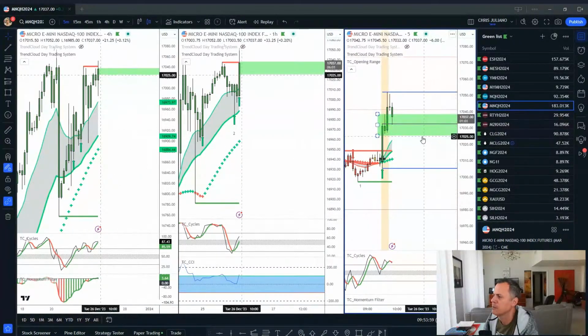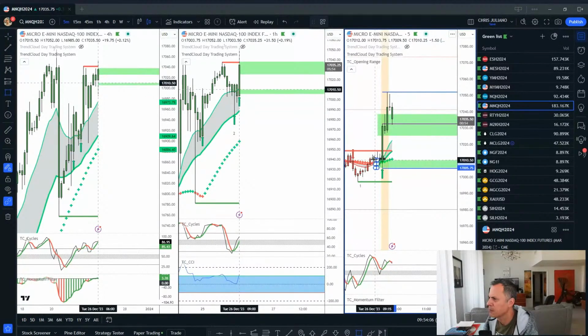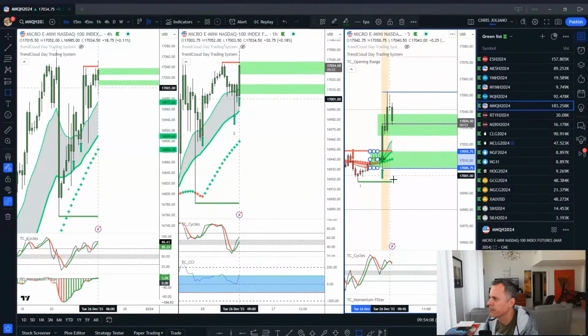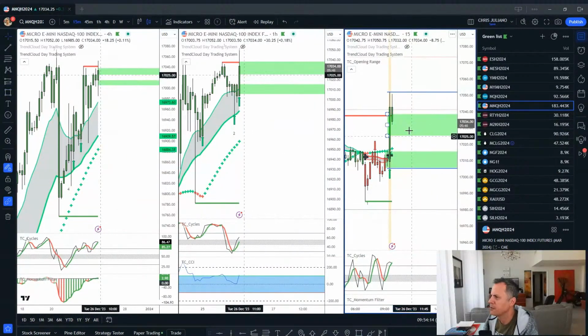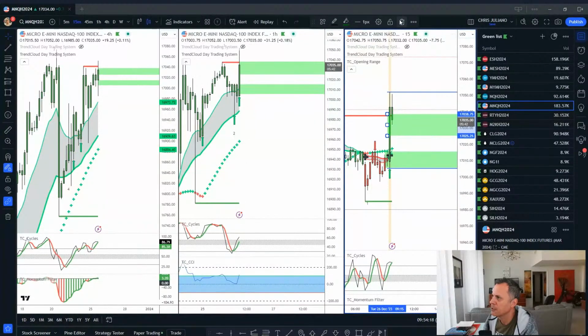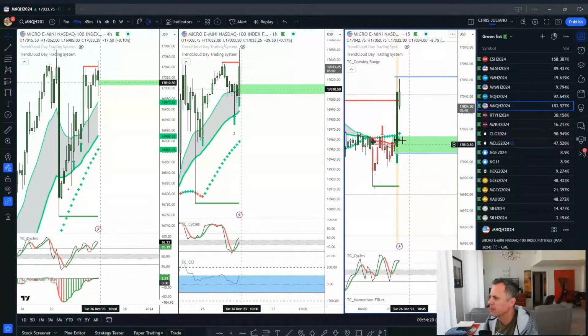Uptrend, uptrend. We're cycling down right now. And we do have this down here on the micro NASDAQ. Go out to the 15-minute chart. And you can see that 5-minute zone completely gone. And we've got a whole bunch of support down here.